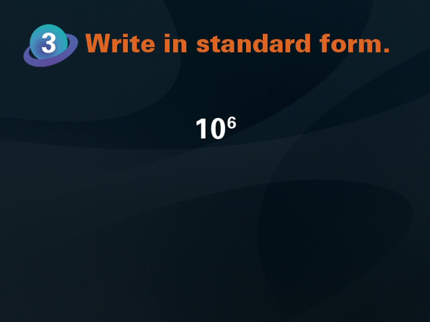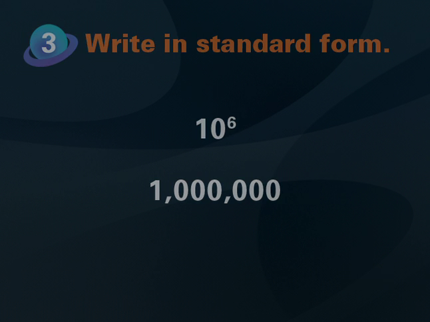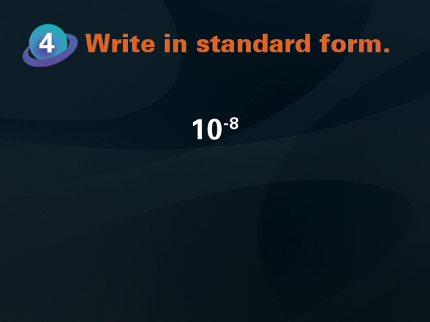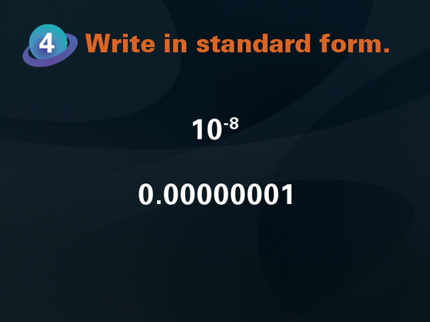In problem 3 of practice set 1, evaluate 10 to the sixth power. 10 to the sixth power is 1 followed by 6 zeros, or 1,000,000. In problem 4 of practice set 1, evaluate 10 to the negative eighth power. 10 to the negative eighth power has 1 in the eighth decimal place, preceded by 7 zeros. That's 100 millionth.